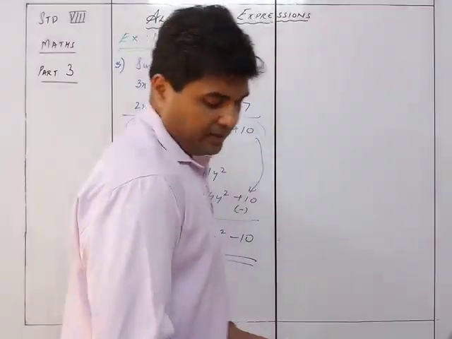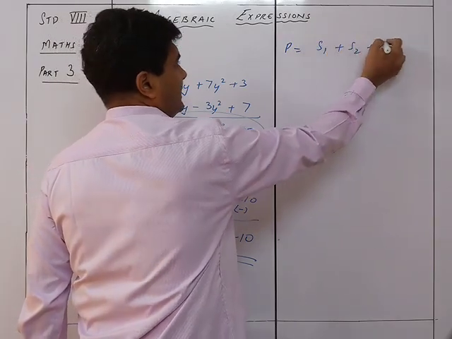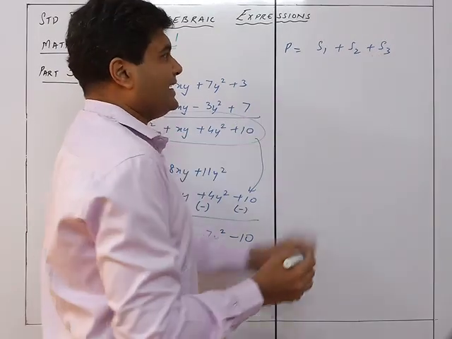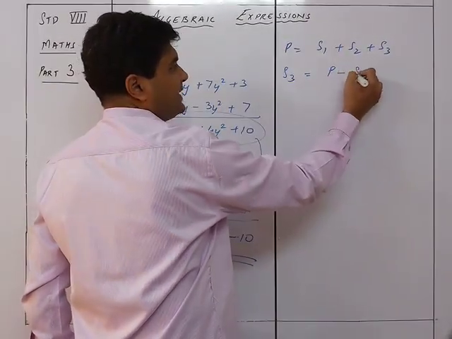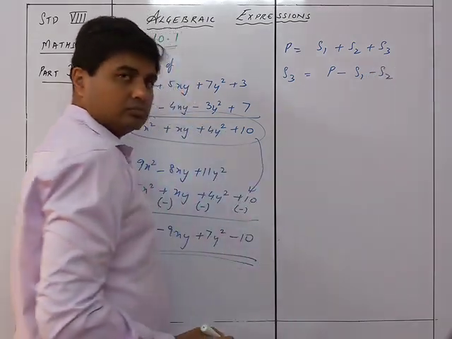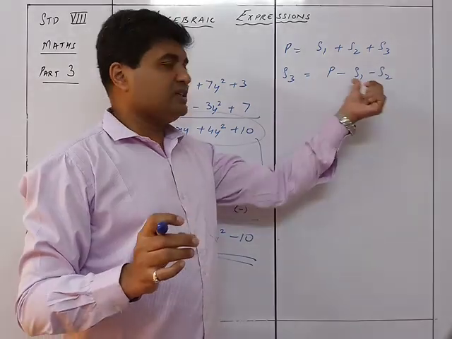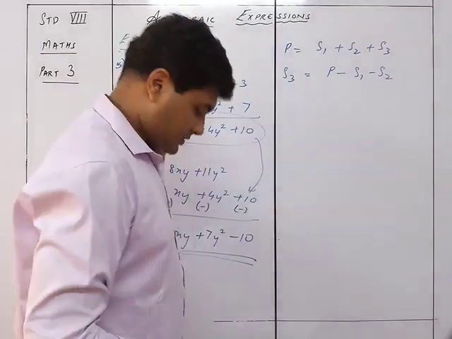So it is this way, that perimeter is equal to side 1 plus side 2 plus side 3. So if I need to find out side 3, what exactly am I doing? I am going to say S3 is equal to P minus S1 minus S2. This is actually what is going to be required. So let's take these values of P, S1 and S2 from the given sum.